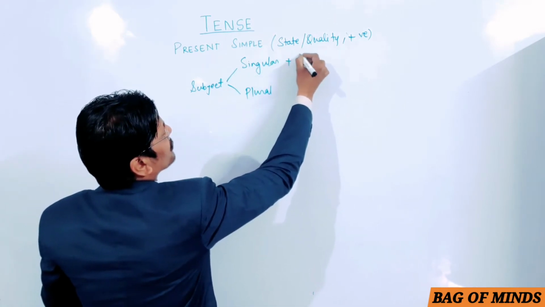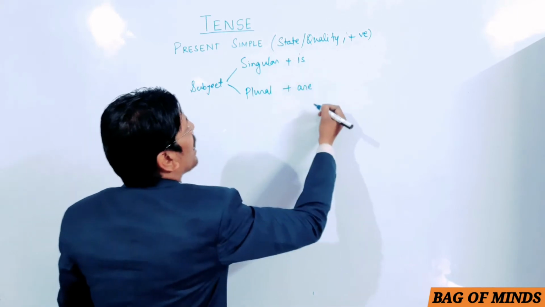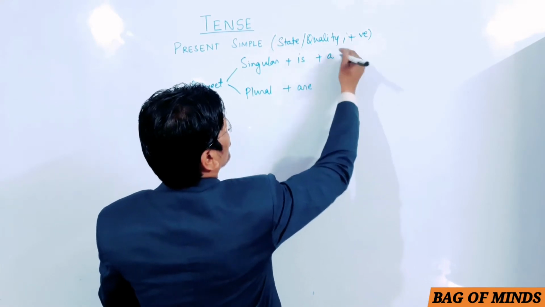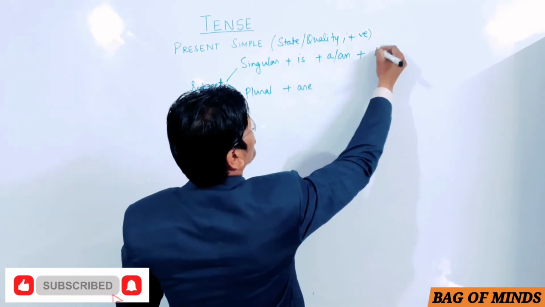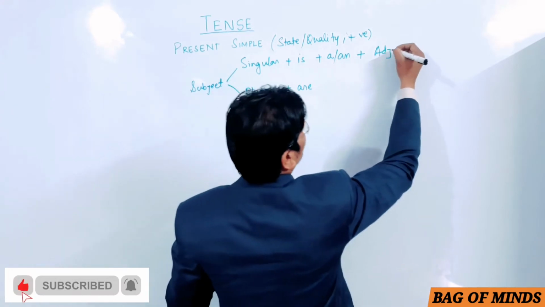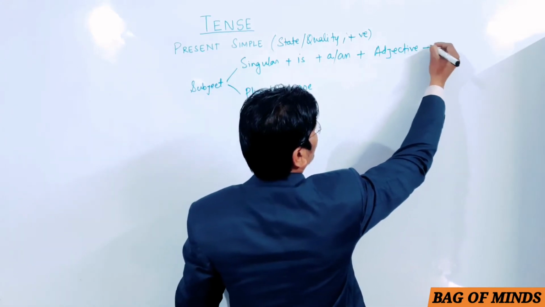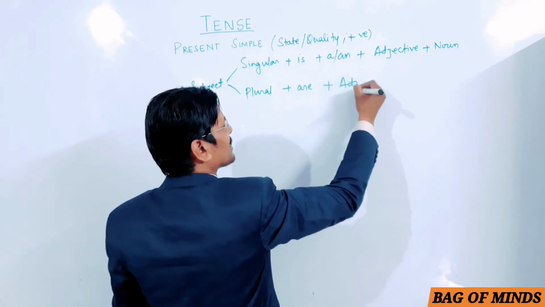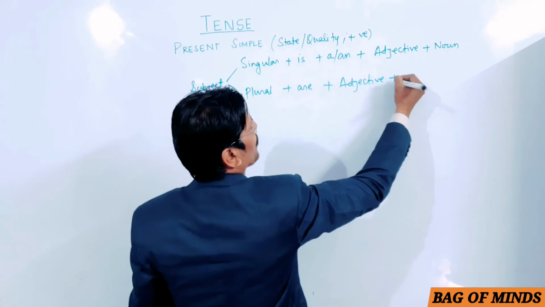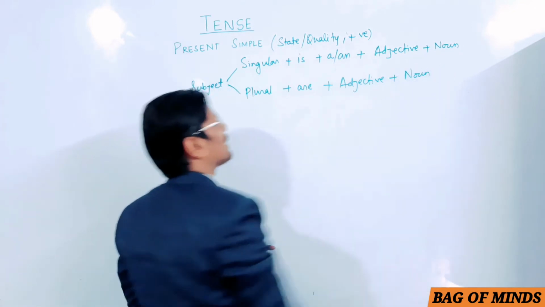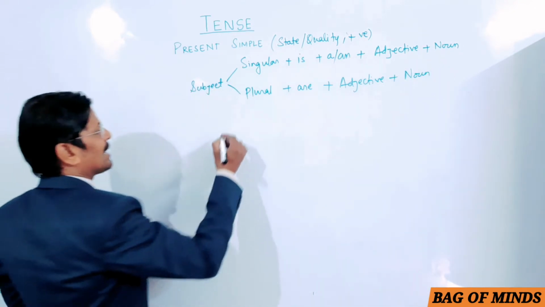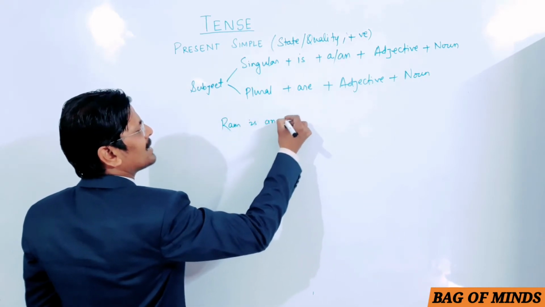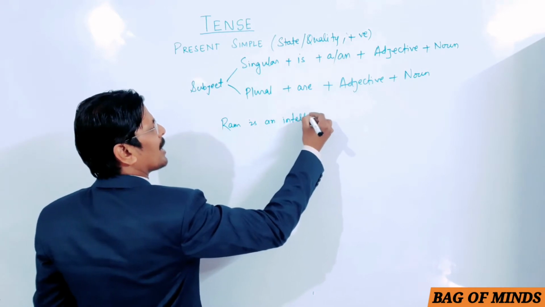With singular we use is, with plural we use are. Then you will use a, an plus adjective plus your noun. If it is plural subject, simply adjective plus noun. Please be very, very careful about it. Let's take an example. Let's say here, like Ram is an intelligent boy.